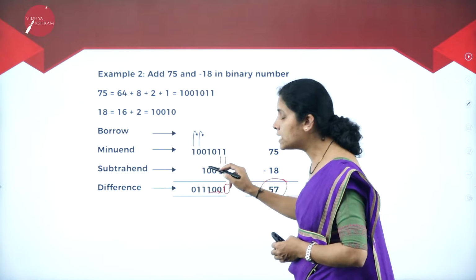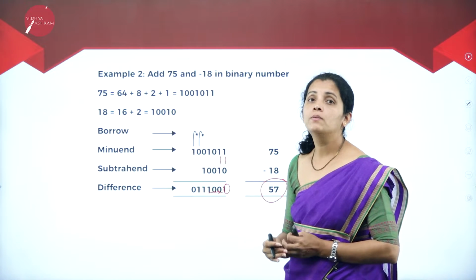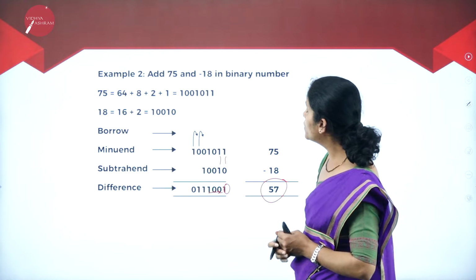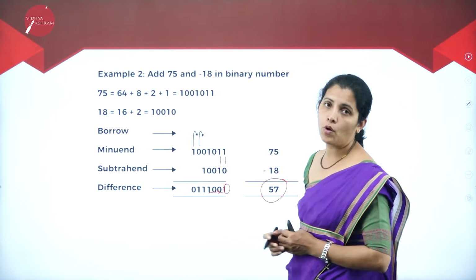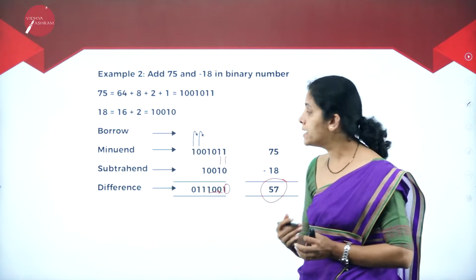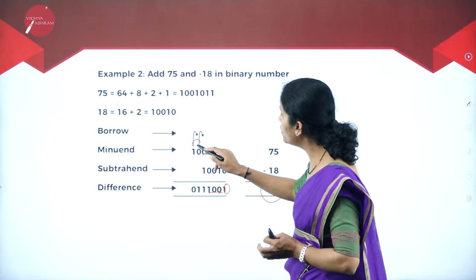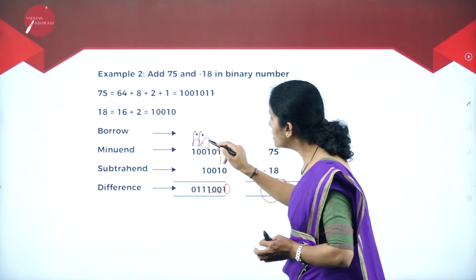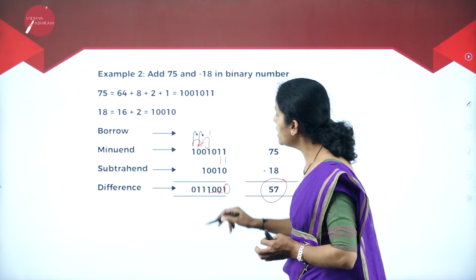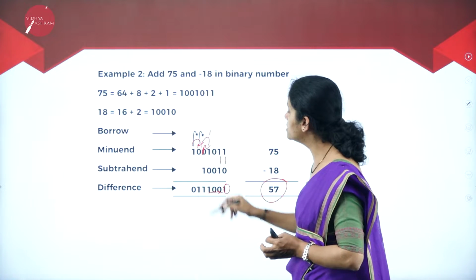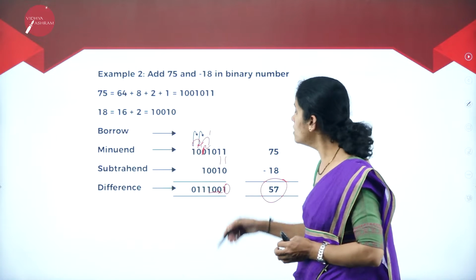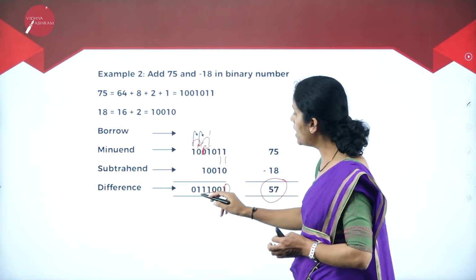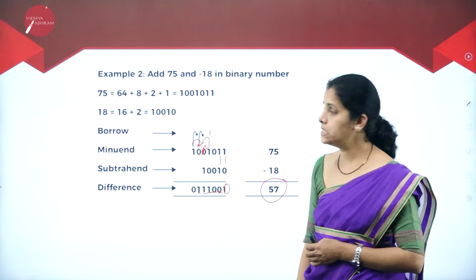Here 0 minus 1, I cannot perform subtraction. So what I want to do? I want to bring the borrow. That means I want to get the borrow. So I'll get the borrow here. Now it is 1 0. From 1 0, I'll get another borrow here. So I have 1 here. Here I have 1 0. Now 1 0 minus 1, it is 1. Here I have 1. So I'll write 1 as it is.